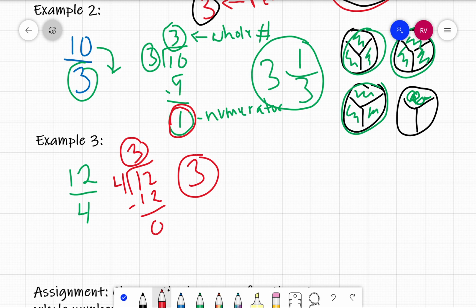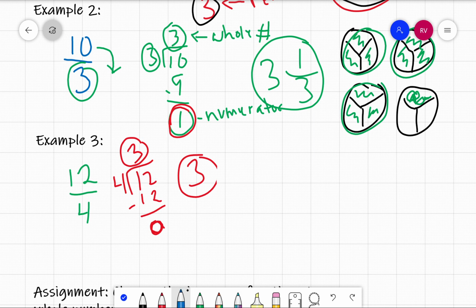Now, if you were to take this numerator down here, this 0, and write 0 over 4, that's kind of unnecessary because all this means is 0. I have 0 out of 4 filled in. Well, that's just 0, right? So you don't need to write that. So we can get rid of that. We don't need that. Okay, so let's draw our circles to prove that we are correct.